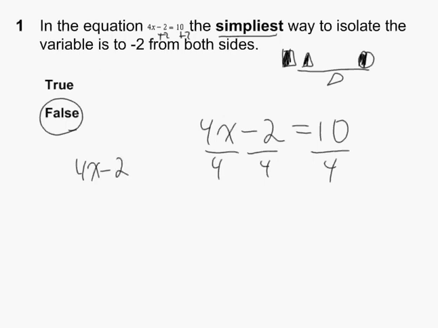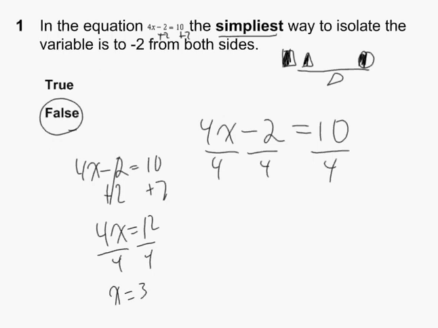So if I was to add 2 to both sides, I get 4x equals 12. I would divide both sides by 4, and I get x equals 3. So we know the solution is x equals 3.